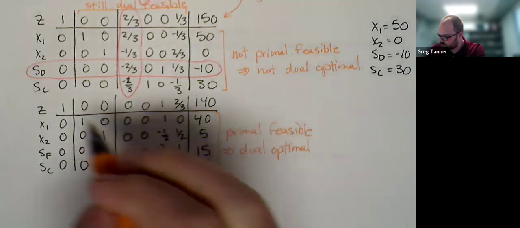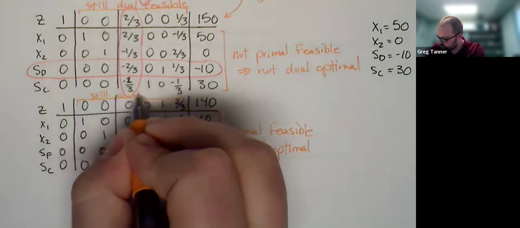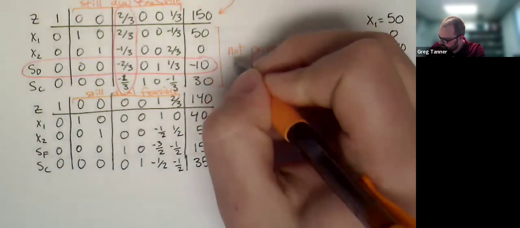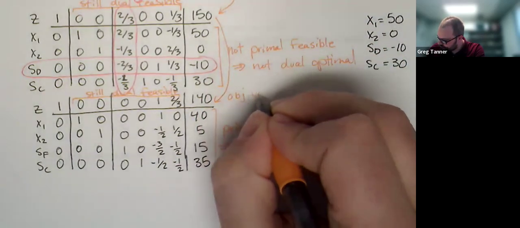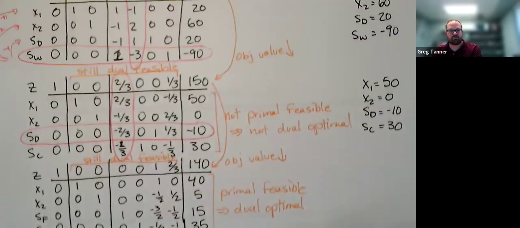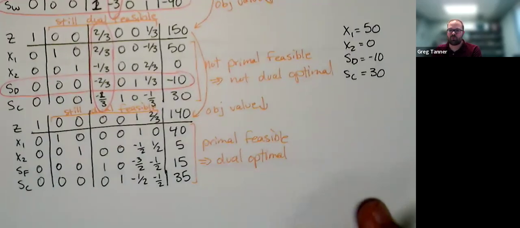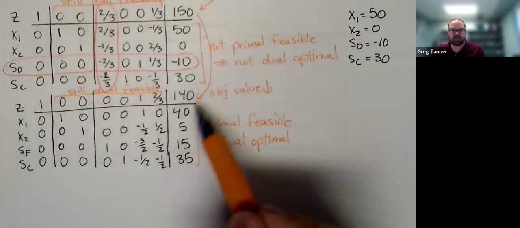Notice looking up here, we're still dual feasible. Okay, and again, if we look at our objective value, the objective value decreased again. So from 180 to 150 to 140, that objective value is going down with each step. We're working from being sort of super optimal and outside the feasible region, trying to get back towards the original feasible region. And to do that, we've got to give up something in our objective value.